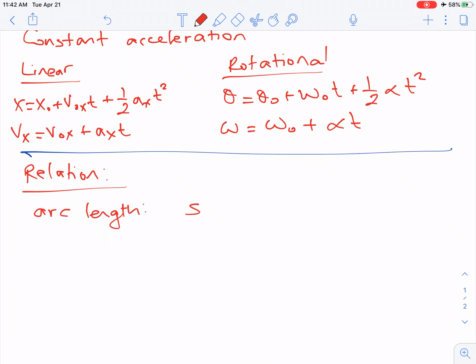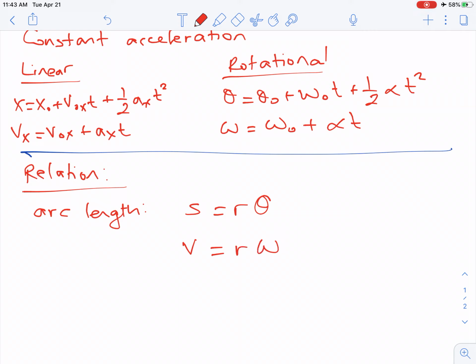And we said that arc length is S, the radius R, and the angle that you make when you turn the object was theta, right? So arc length is the linear length and theta is the angular length, okay? And we take the derivative of this, we got the velocity, ds over dt is v, linear velocity, and d theta over dt is angular velocity.